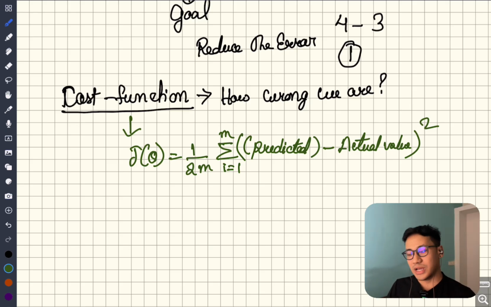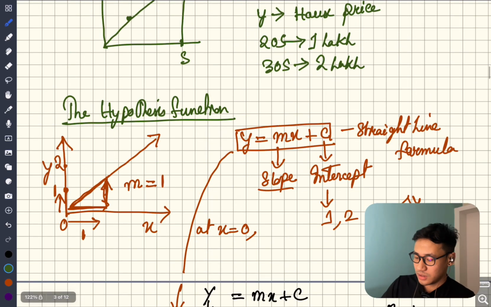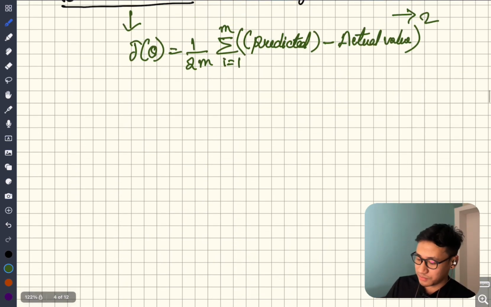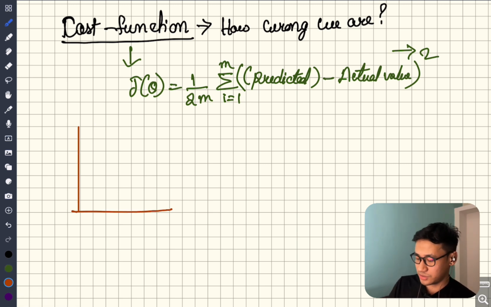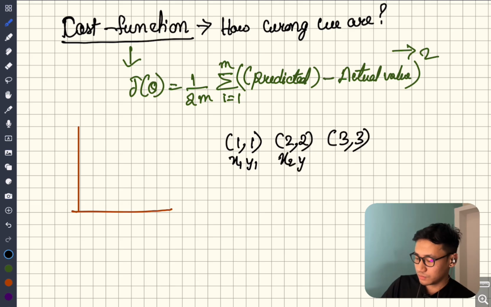Now the first question you should be asking is why this square? We are using this square just to avoid or ignore the negative and positive. So imagine in this diagram, I'll create one more example here. Let's say our data points, a few data points are there: 1 1, 2 2 and 3 3, that is x1 y1, x2 y2, x3 y3. These are data points. Okay, 3 points we have.